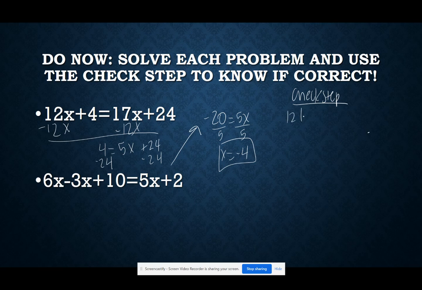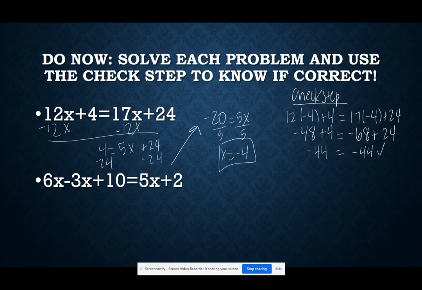And I write 12 times negative 4 plus 4 has to equal 17 times negative 4 plus 24. So 12 times negative 4 is negative 48 plus 4 has to equal, this is negative 68 plus 24. This side comes out to negative 44, and so does this side, so I am correct. If you did this and at the end got an answer that was not negative 44 equals negative 44, if it was negative 44 equals, let's say, negative 45, it is not right. Both sides must be equal to each other.